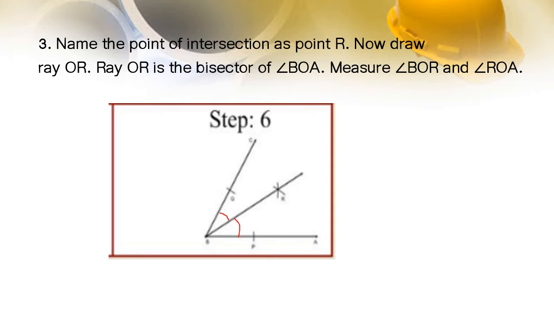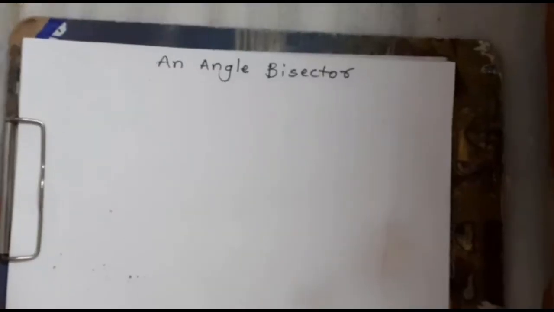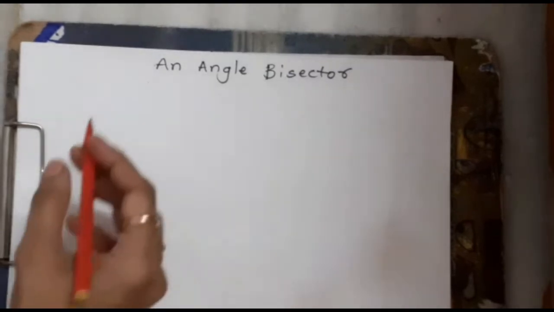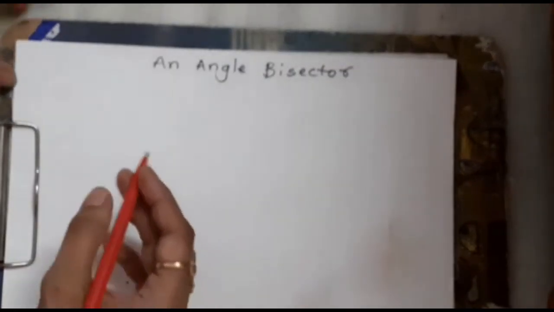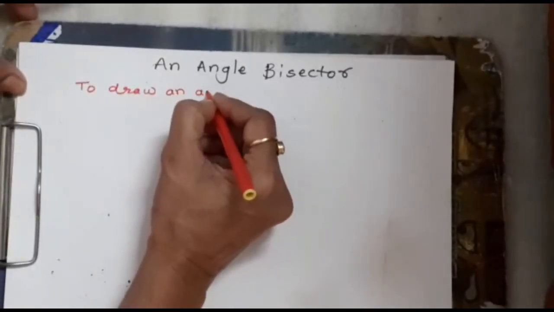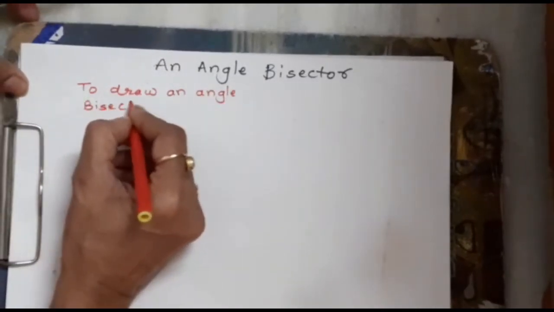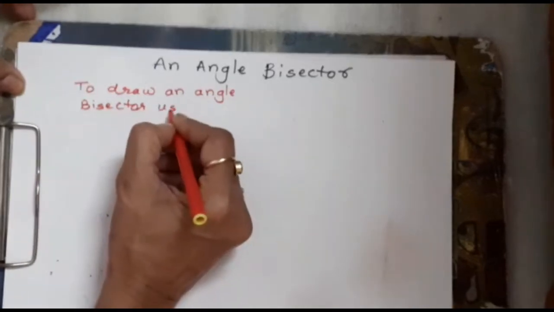तर अशा प्रकारे आपण कोनाचा कोन दुभाजक काढू शकतो. प्रत्यक्ष आपण कृती कशी करायची ते मी तुम्हाला पुढे दाखवते. An angle bisector. आज आपण कोन दुभाजक कसा काढायचा ते बघणार आहोत. To draw an angle bisector using a compass.